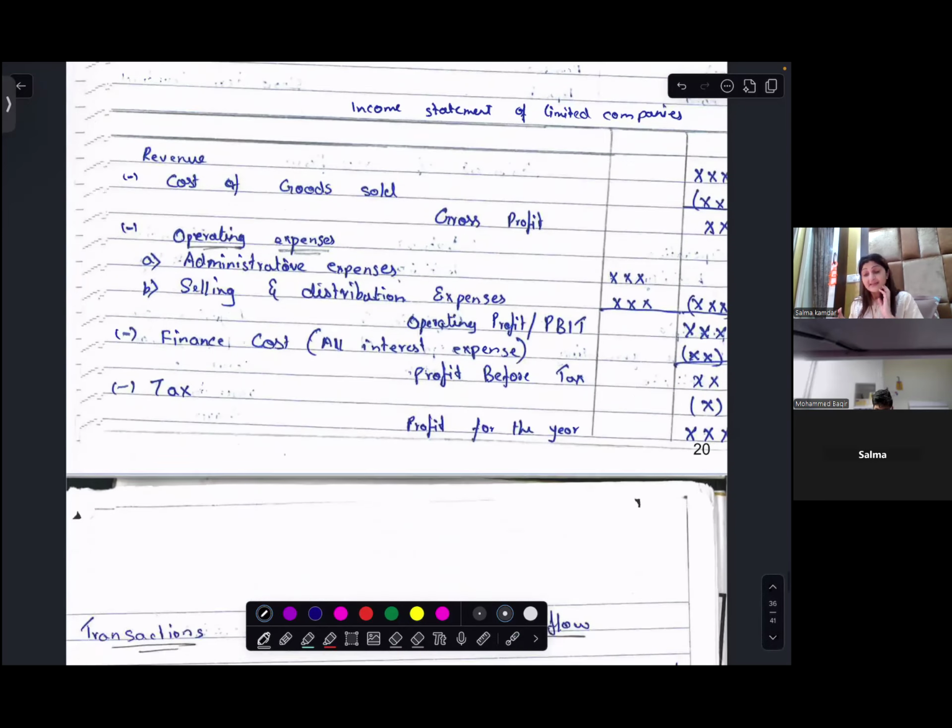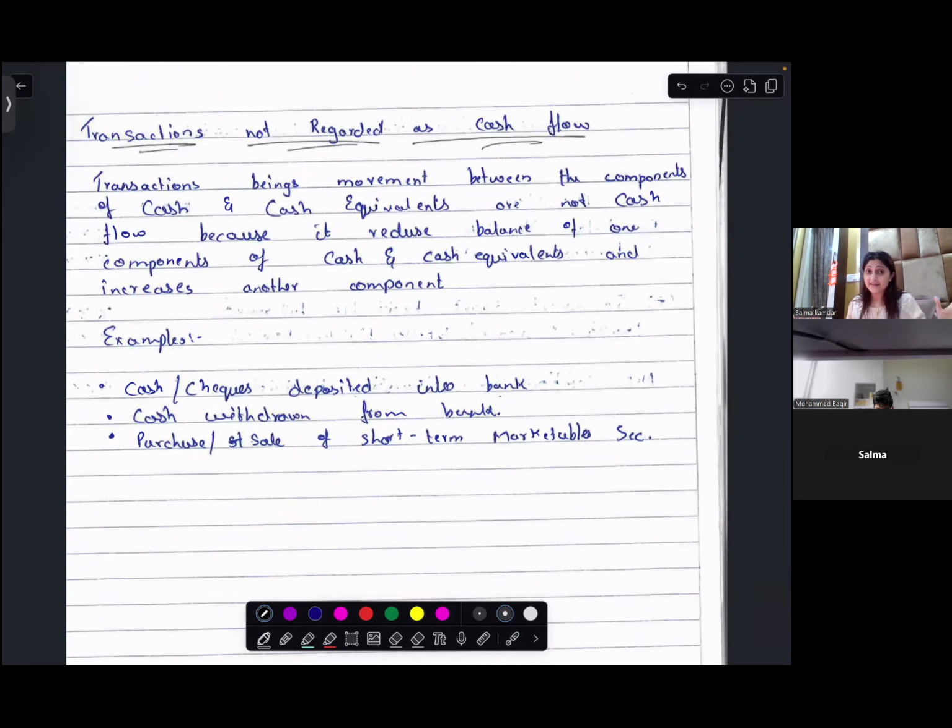Okay, there are certain transactions which are not regarded as cash flow. What are these transactions? Any movement between cash and bank is not regarded as cash flow. Examples are cash or check deposited into the bank, cash withdrawn from bank, purchase or sale of short term marketable securities. Learning this is very, very important. These are the things that do not come in the cash flow.